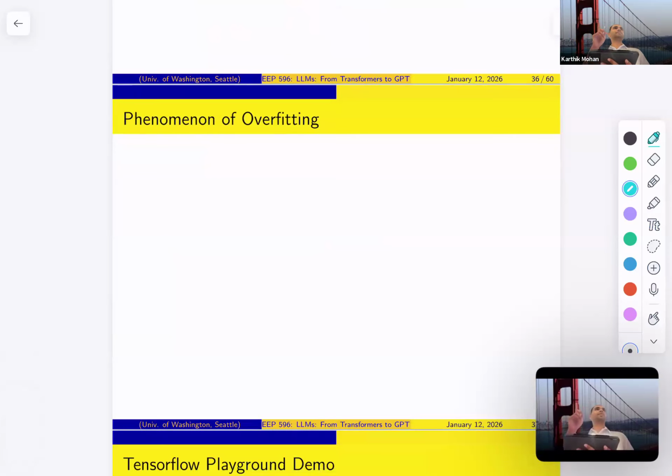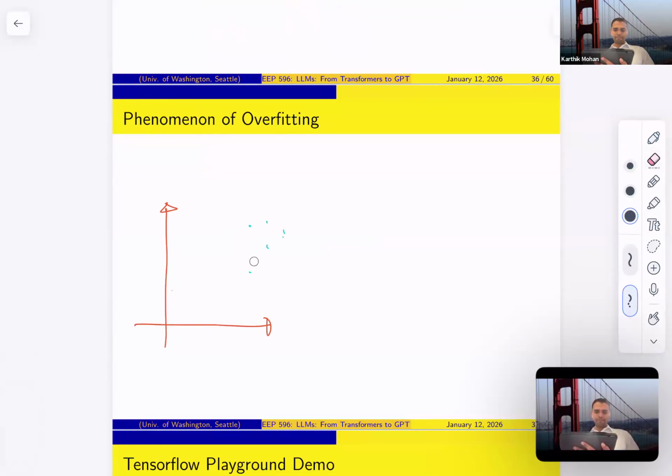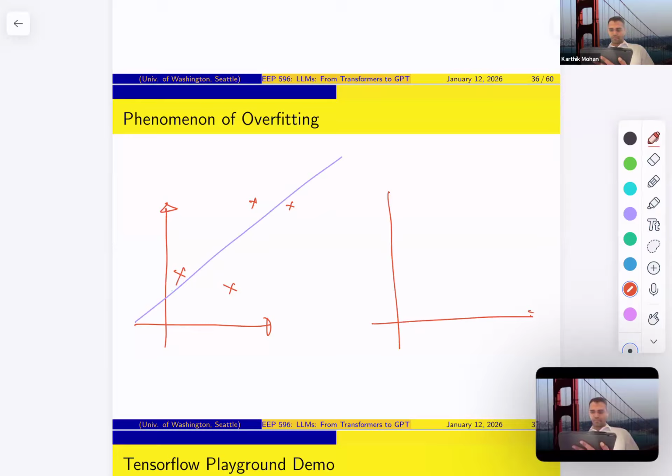Okay, I'll draw 3 graphs and I want you to say which one is overfitting and which one is underfitting. So let's say we have data points like that. Actually, it has to be the same kind of data. Okay, so this is an example of linear regression. You're regressing through points. So which one is overfitting and which one is not?